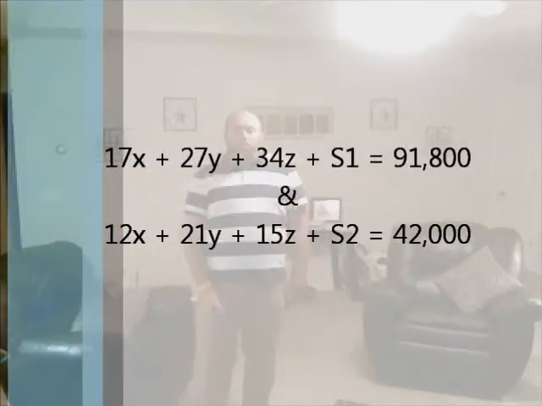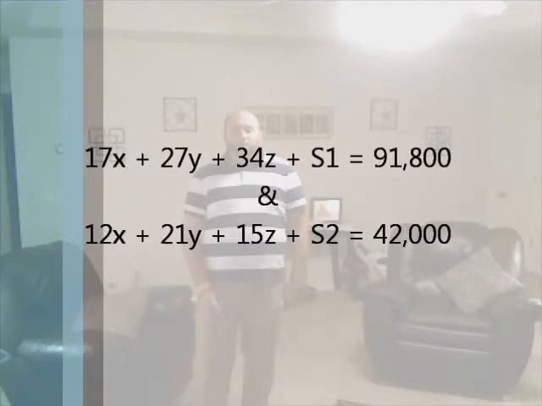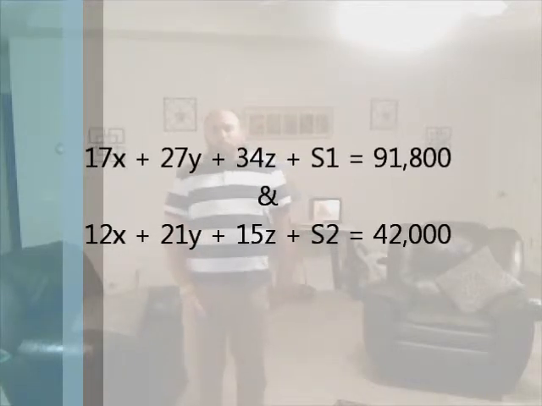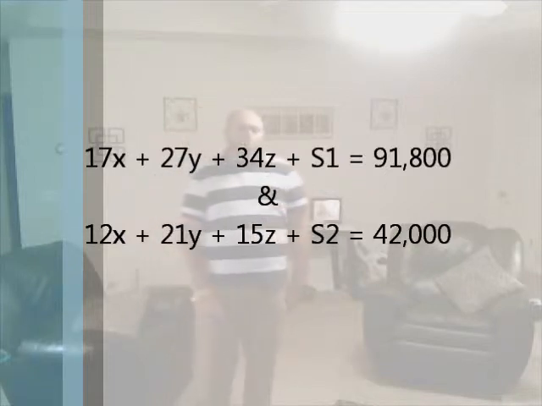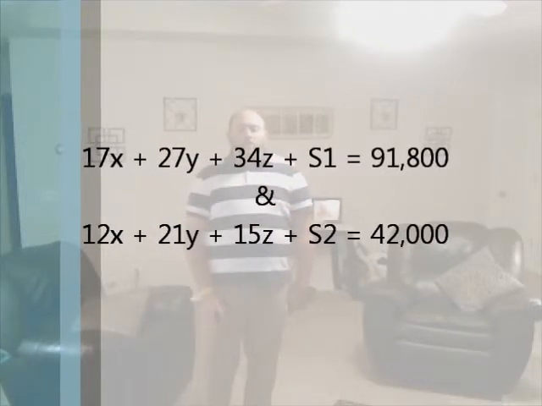Next, to get our equalities, we need to add a slack variable. We have two inequalities to add slack to. 17x plus 27y plus 34z plus slack variable 1 equals 91,800, and 12x plus 21y plus 15z plus slack variable 2 equals 42,000.